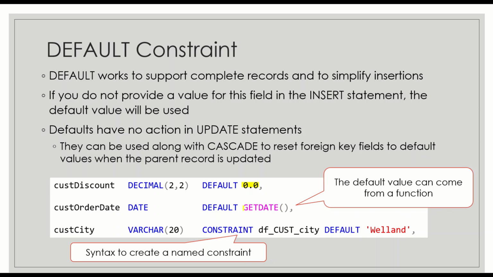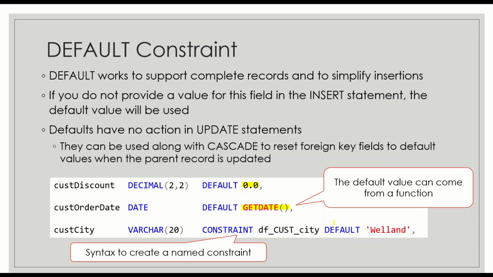The second one is you can create a default value that comes from a function call. So in this case, we have a default of calling the getDate function, which obtains the current date and time. And that value is used as the default. So if we don't specify a value for cust order date, then it defaults to this exact moment right now.